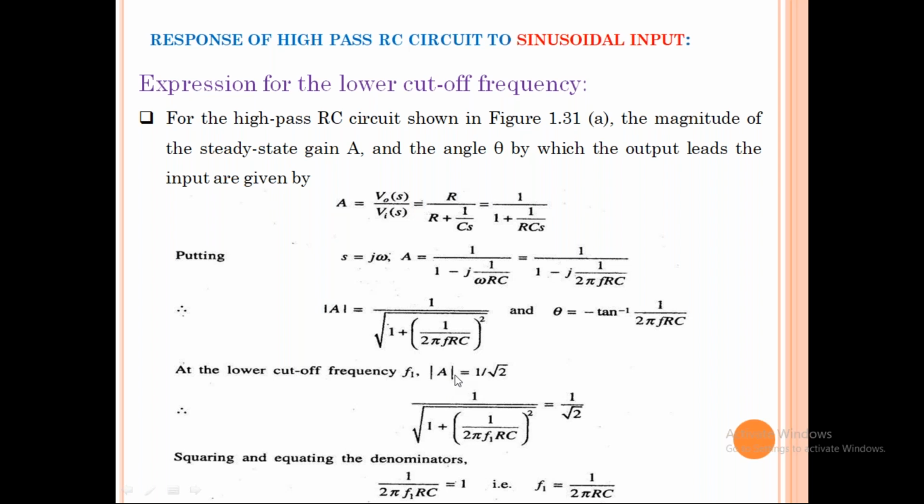Here we are calculating at what frequency the signal is transmitted. Suppose, for example, f1 equals 10 kilohertz. So from 10 kilohertz to higher frequencies, signals will be transmitted without attenuation. Below the 10 kilohertz cutoff frequency, whatever the input signal's frequency up to 10 kilohertz will be attenuated or stopped; the low frequency signals. Now at f equal to f1, the gain equals 1 by root 2 times the maximum value. Simplifying, f1 equals 1 by 2 pi RC.